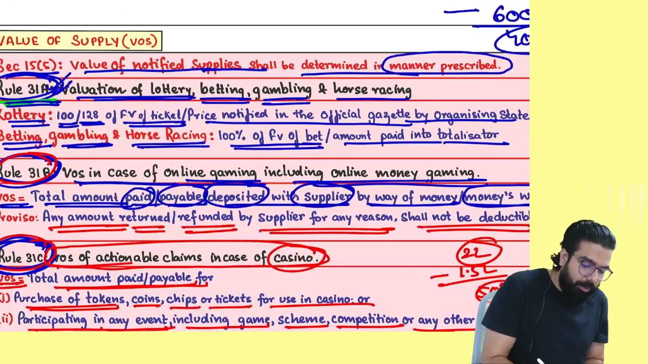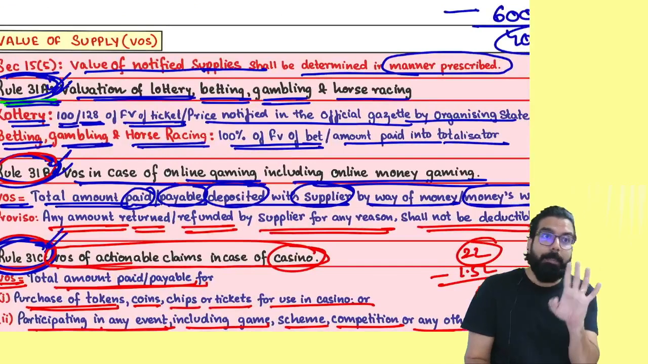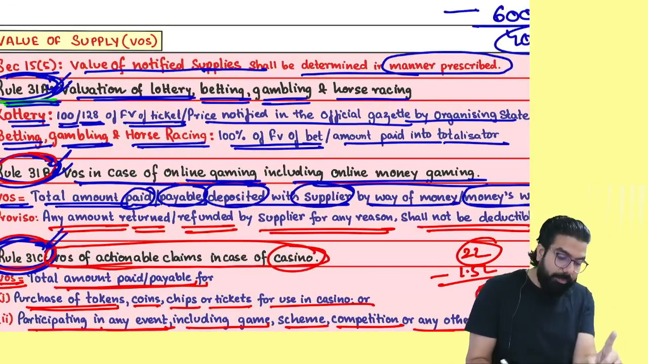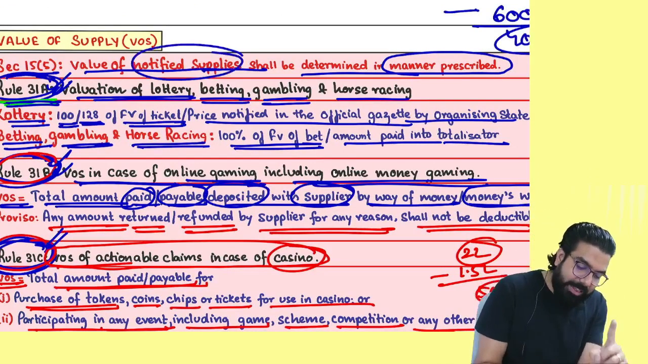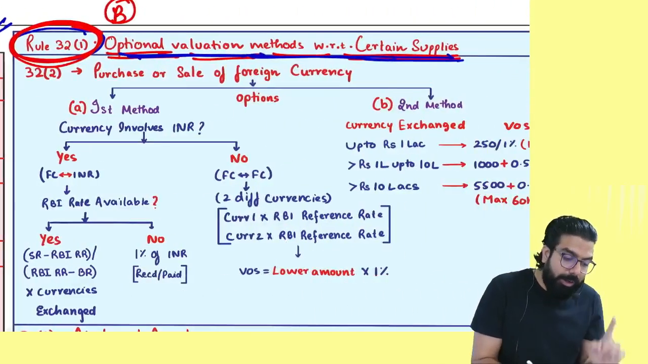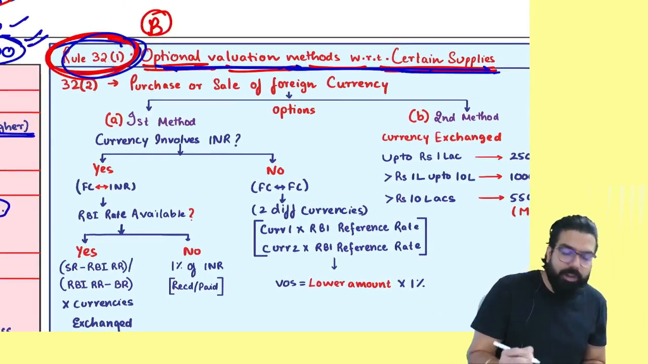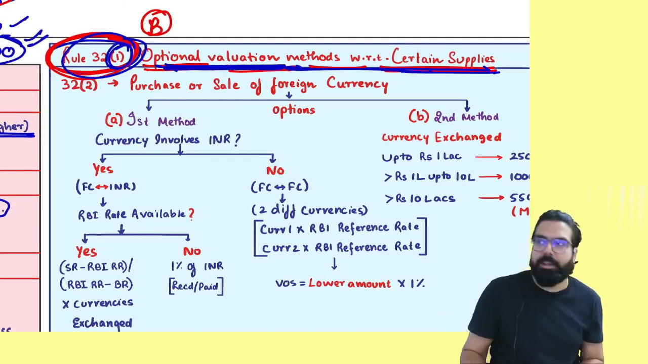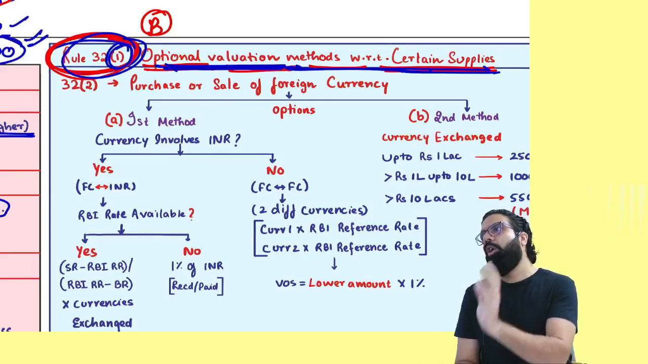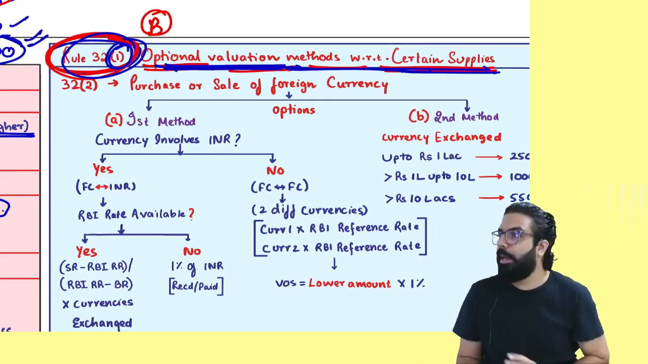Here, rule number 31A, 31B, and 31C was mandatory. Government told, we will tell you for notified supplies, and that manner has to be used. But rule number 32 says may. First point only says it's an optional valuation method. If you want to apply, you can apply, or you can go with normal. Can I go ahead, everyone?